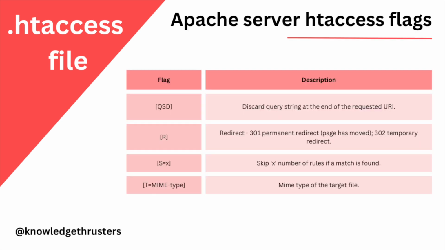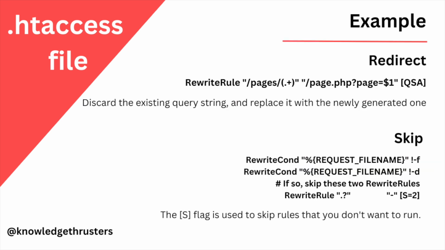Next flag is R, that is for redirect. So let's say 301 permanently moved, 302 is there. Whichever redirect you want to do, you can mention that there with R=301, 302. Now next is skip, S. It means the number of rules to skip if a match is found. So here you can see an example. Here you can see S=2. It's like a go-to statement. Here it will skip two rules.